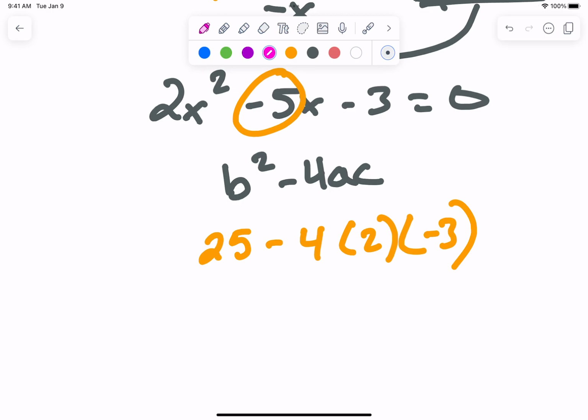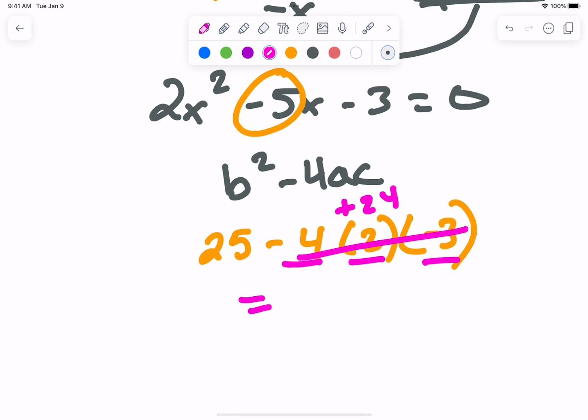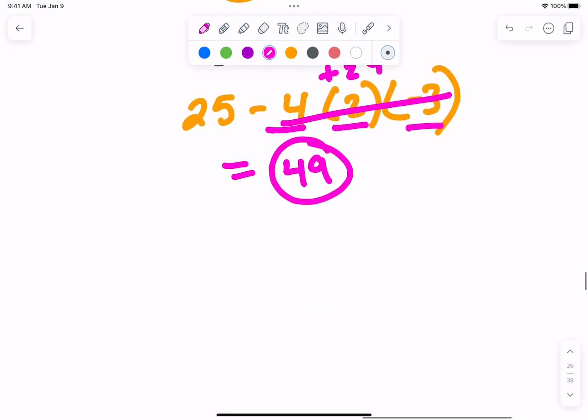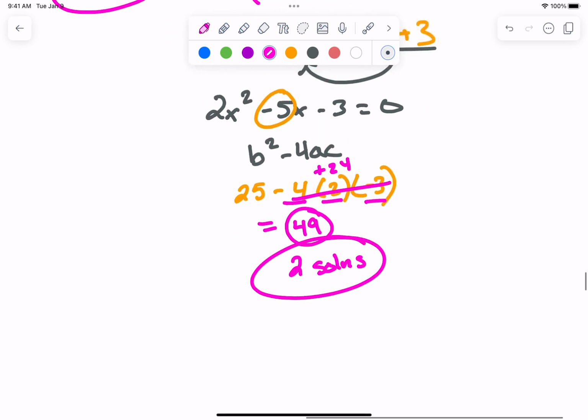Okay. What's negative 4 times 2 times negative 3? Positive 24. So the discriminant is 49. And there are two solutions, because that's a positive number. And we don't have to find those two solutions, we just have to tell how many, right?